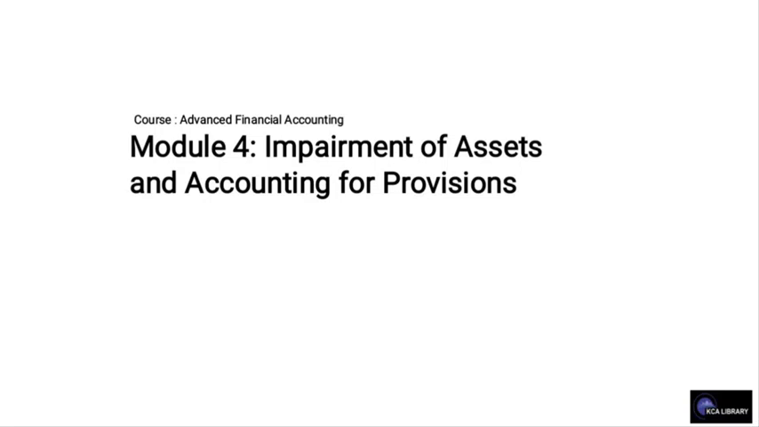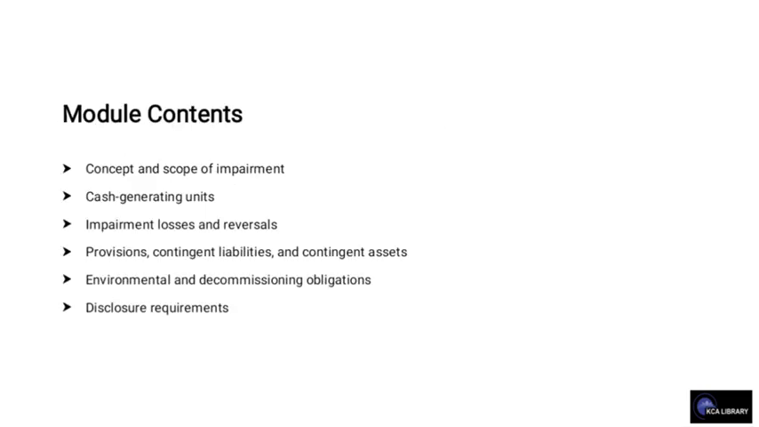Today we'll be looking at impairment of assets and accounting for provisions. With this, we will look at concept and scope of impairment, cash generating unit, impairment losses and reversal, provision, contingent liability, and contingent assets. We'll look at the environmental and decomposing obligation and disclosure requirements.